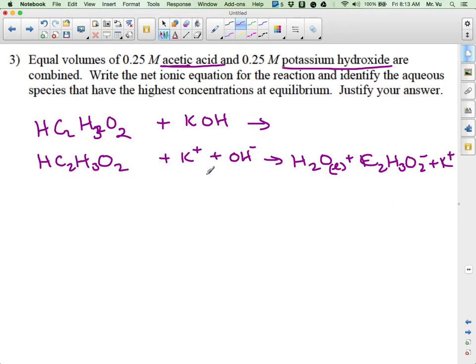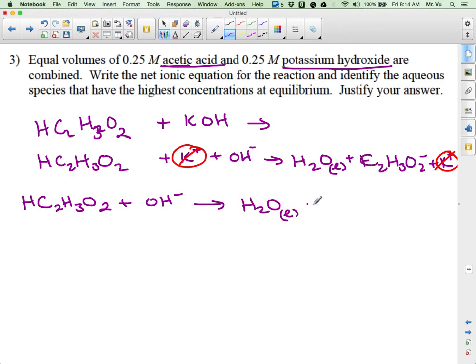Now notice that the potassium was on the reactant side, and is also on the product side, which means the potassium is a spectator, so it doesn't have to be shown. So the correct way of writing this equation is acetic acid plus the OH minus from the strong base makes water plus the acetate. All right? So now I have my equation.